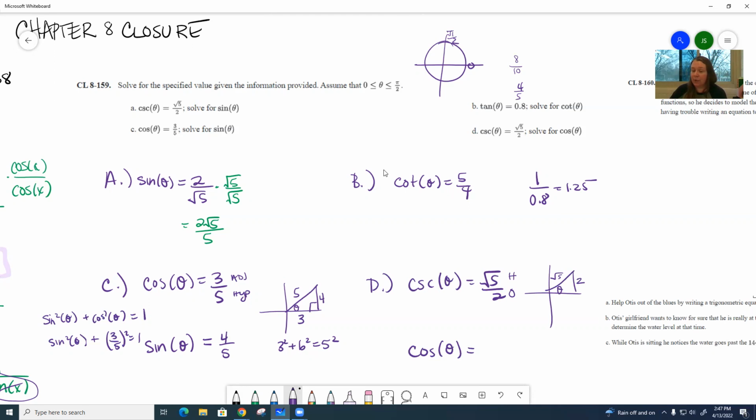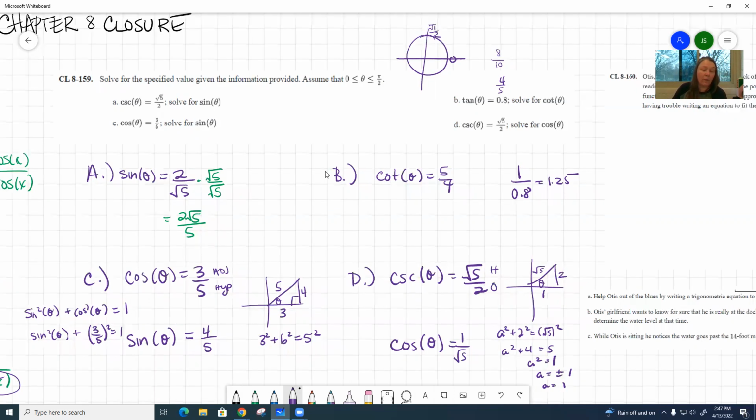Now this isn't any sort of special triple. So I'd have to do something like a squared plus b squared equals the √5 squared. So I'd have a squared plus 4 equals 5. So a squared is 1. So a is positive or negative 1. And because we're in the first quadrant, this would be 1. And I want cosine, so adjacent over hypotenuse, so 1/√5.